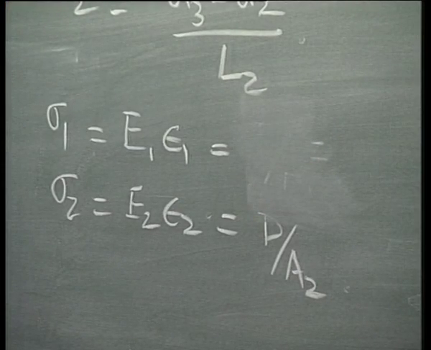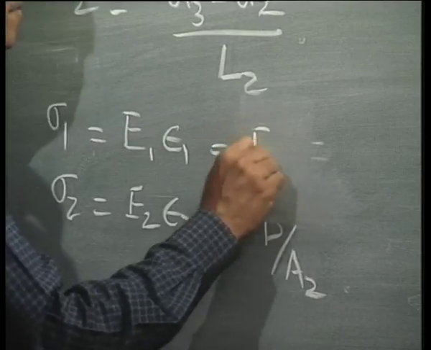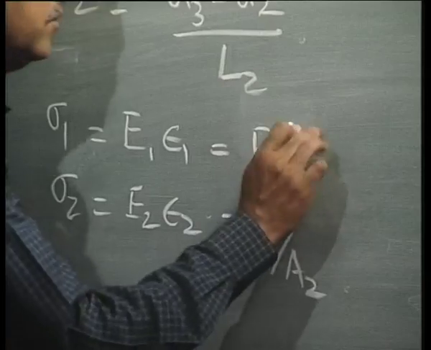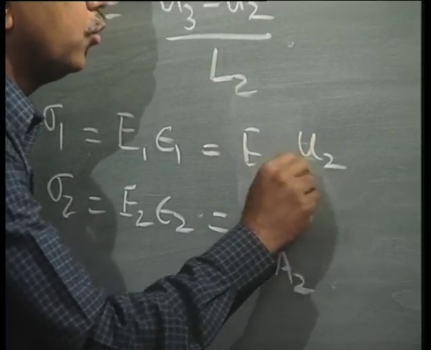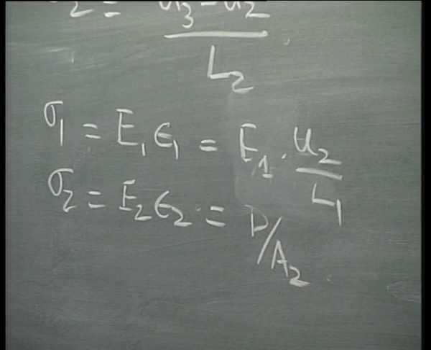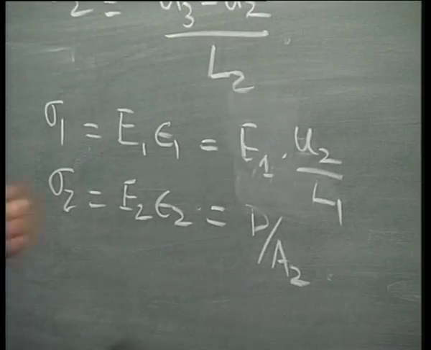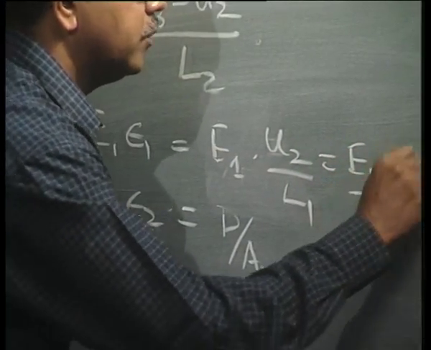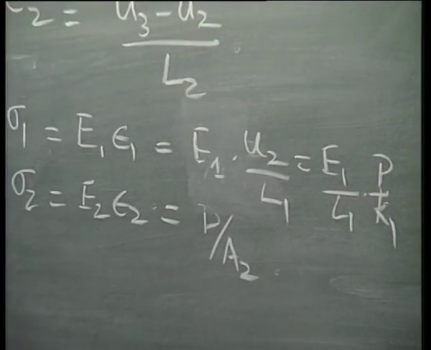So remember that epsilon 1 is equal to, I am substituting from here, u2 by L1, and u2 is equal to P by k1, and that is equal to E1 by L1 into P by k1.